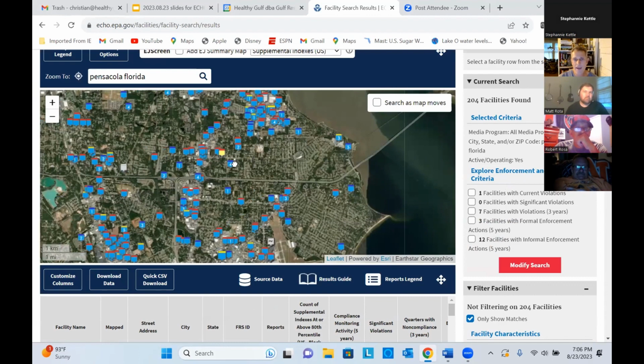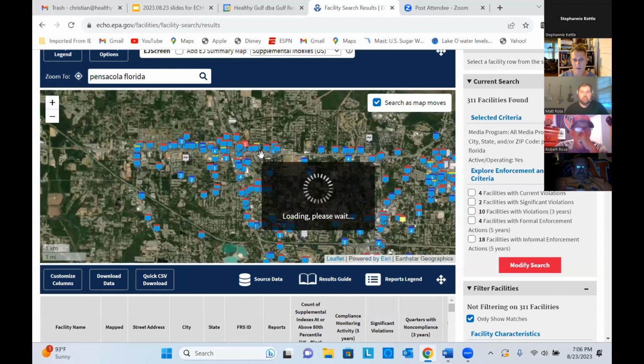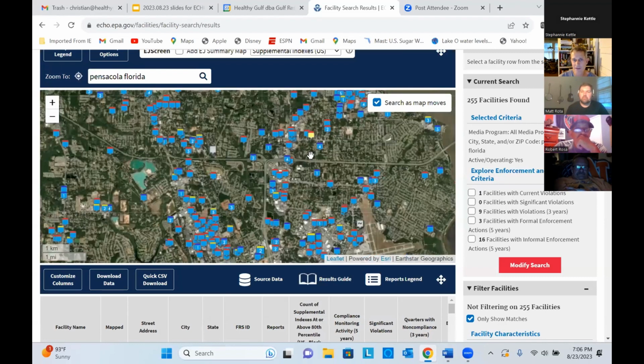So that way, as I scroll around here, it'll populate with new facilities as I move around the area. I know a couple of the folks on here are from Pensacola. You may recognize this is the interchange area between Interstate 10 and I-110. And one of the things you notice is a lot of these facilities are clustered along roadways.